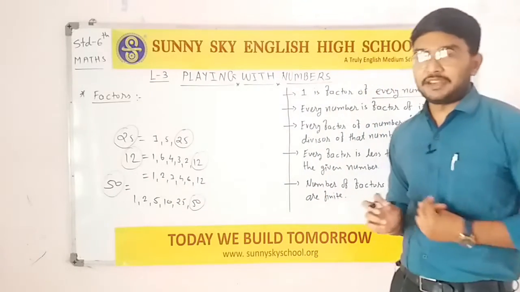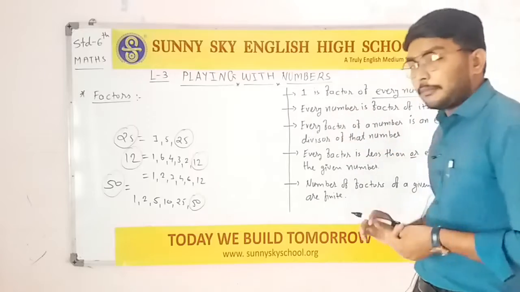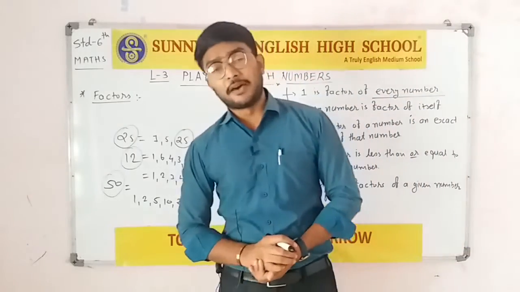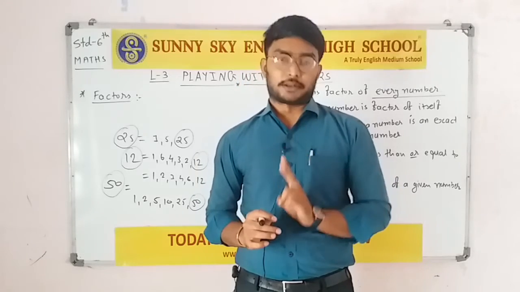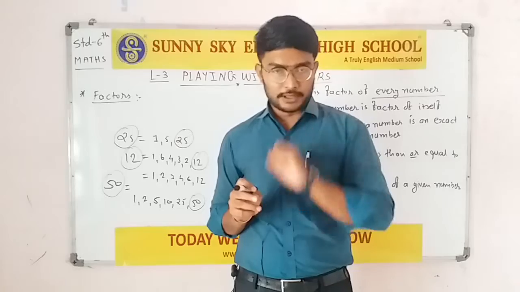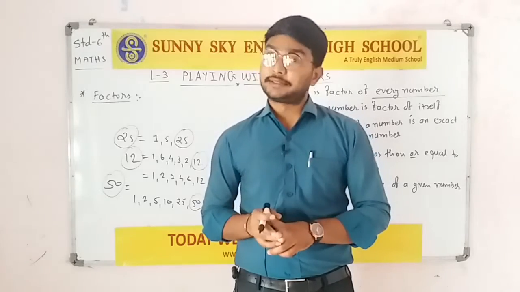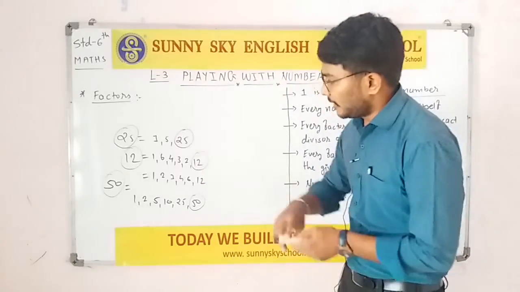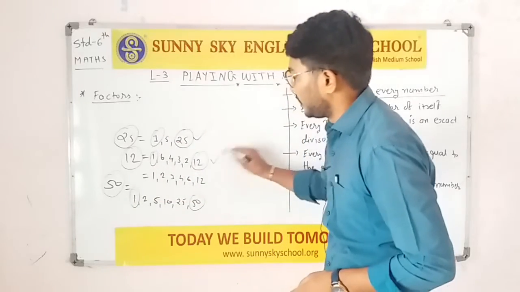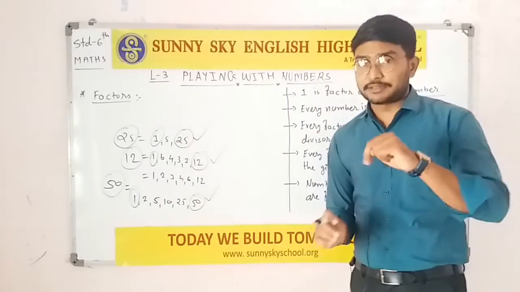It means, second fact, every number is a factor of itself. Every number has two factors compulsorily. The first factor is 1 and the second factor is the number itself. See, every number has the factor 1 and the number itself: 25, 12 and 50. This is our second fact.